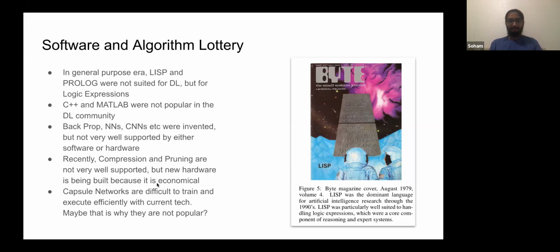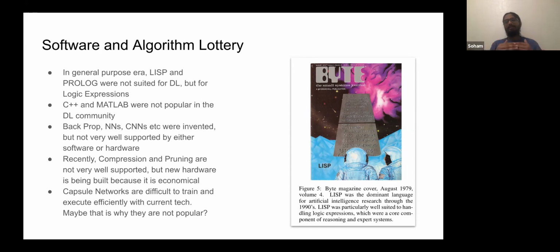And yeah, finally, even right now, like I was mentioning before, compression and pruning is supported well by software, but not by hardware, and so we don't really see the performance improvements.